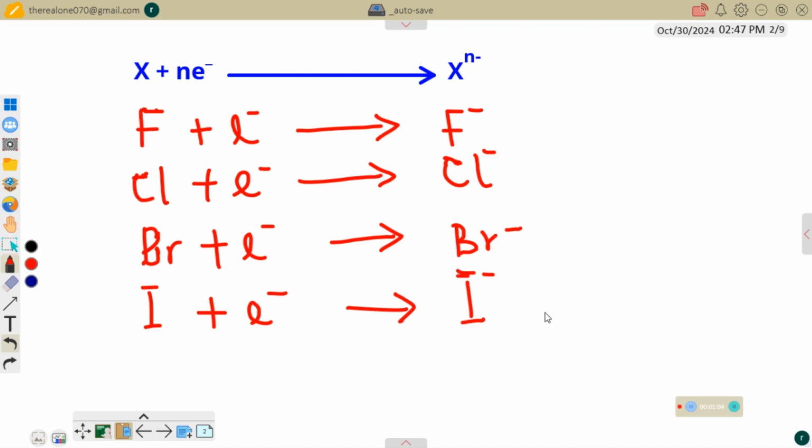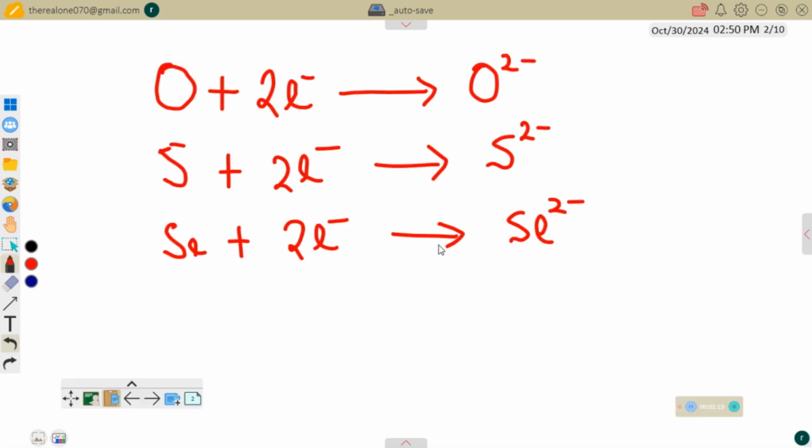So let's see other elements from other groups. Let's see group 6 elements, for instance, which contain oxygen and sulfur. Consider oxygen, sulfur, and selenium. They are capable of gaining 2 electrons because they belong to group 6. Group 6 needs 2 electrons to complete 8 electrons. So starting from oxygen, O plus 2e minus gives us O2 minus. This is the oxide ion, that is the oxygen ion. Then sulfur can gain 2 as well to become S2 minus. And then selenium can also gain 2 to become Se2 minus.